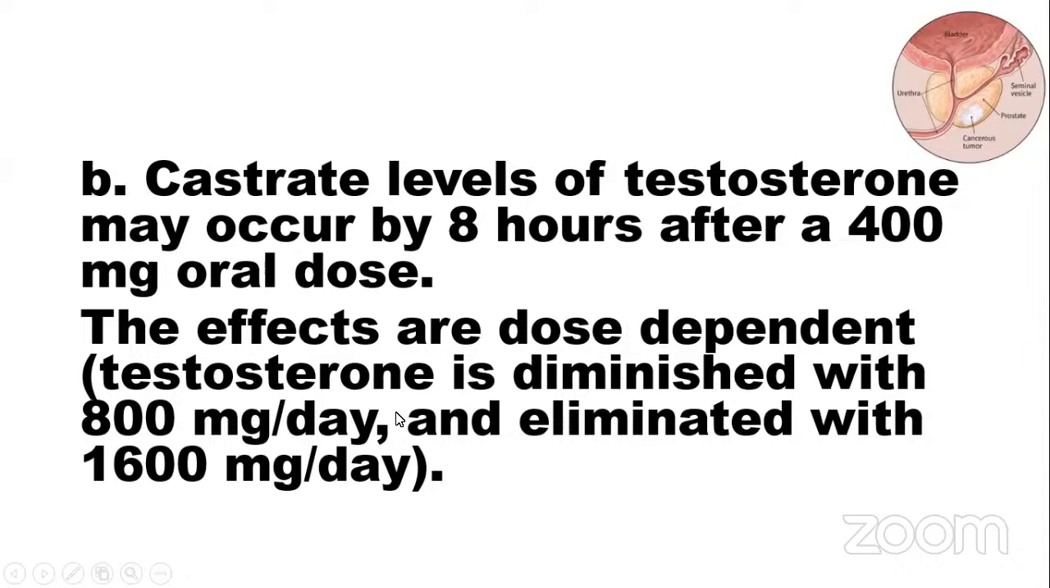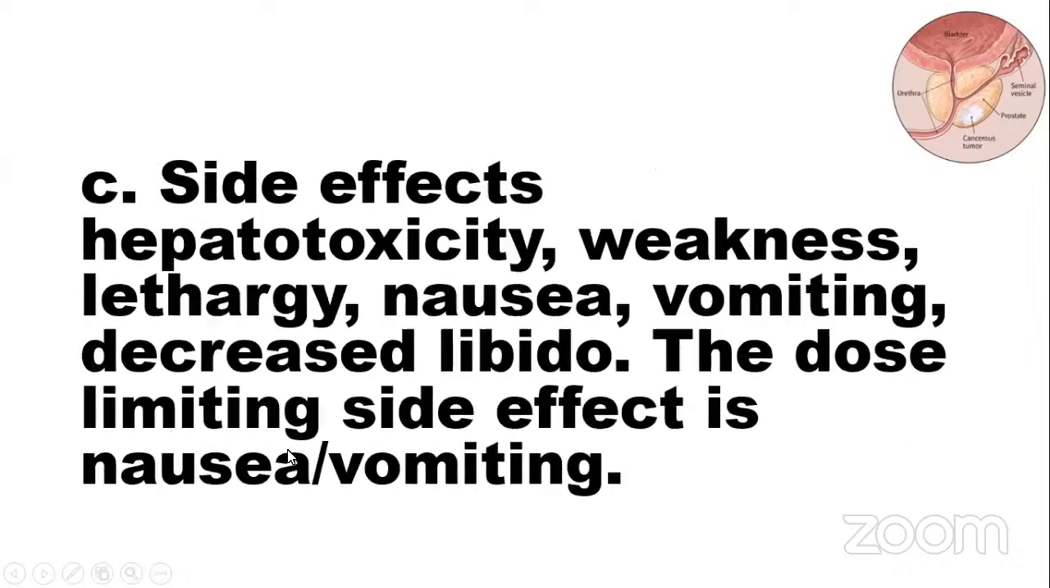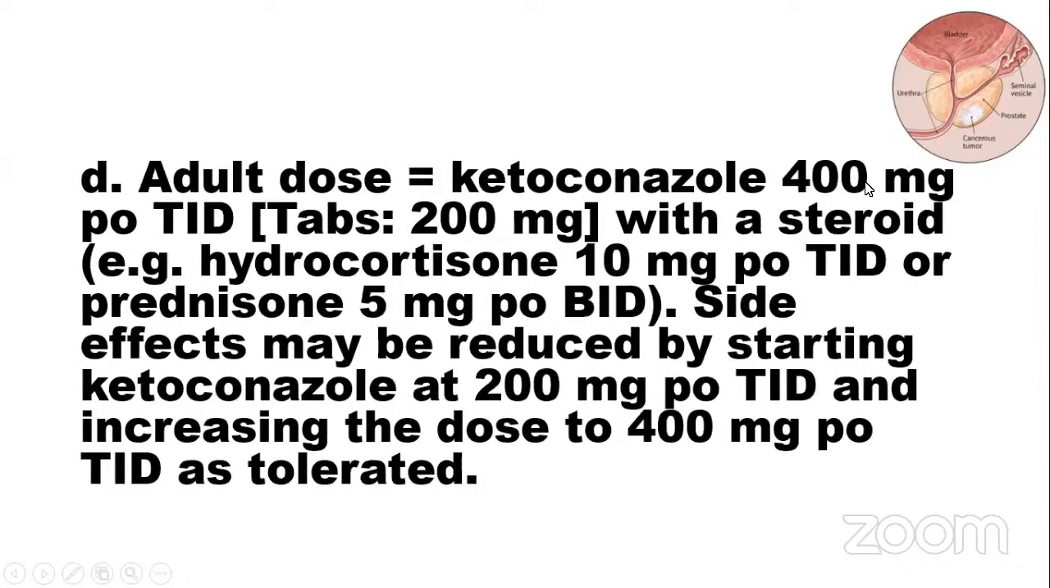Testosterone is diminished with 800 milligram per day and eliminated with 1,600 milligram per day. Side effects: hepatotoxicity, weakness, lethargy, nausea, vomiting, decreased libido. The dose-limiting side effect is nausea and vomiting. Adult dose of ketoconazole is 400 milligram per oral TID.